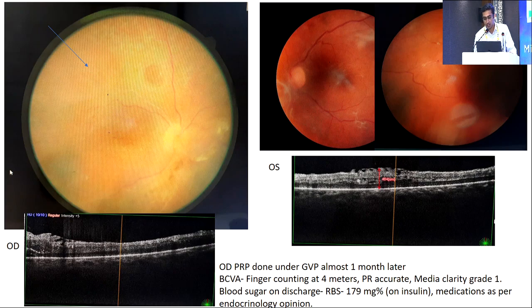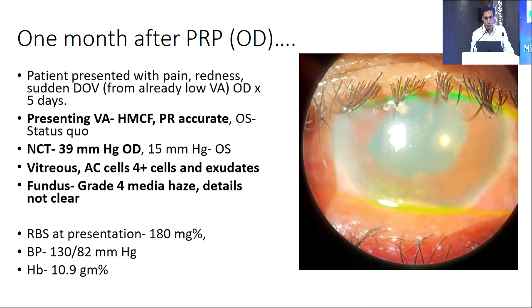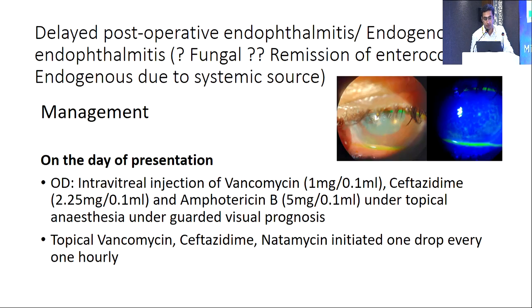1 month after discharge, we went ahead with PRP, and the patient was maintaining a visual acuity of finger counting 4 meters. To our surprise, the patient presented 1 month later with another episode of pain, redness and diminution of vision in the same eye. Visual acuity was hand movement close to face, and the IOP at presentation was 39 millimeters of mercury.